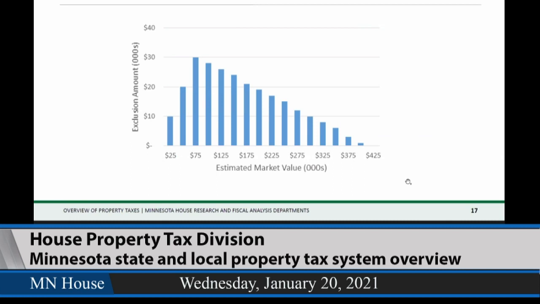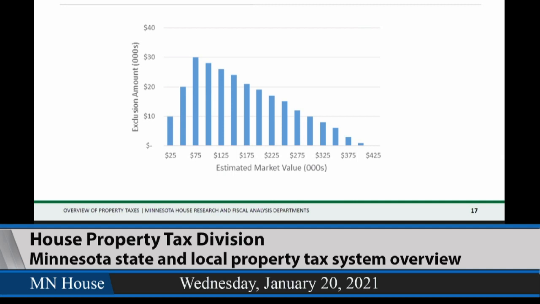So in addition to classification rates, there's another feature of the state's property tax system that shifts the burden among property types, and that feature is known as a market value exclusion. There are a couple of different types of market value exclusions. I'm just going to highlight one here, and that's the homestead market value exclusion, which is sort of the largest, most widely applied market value exclusion. So the homestead market value exclusion is open to all residential homesteads. And again, this includes the house, garage, and 1 acre of agricultural homesteads. And what this does is it just excludes a portion of the home's value from taxation.